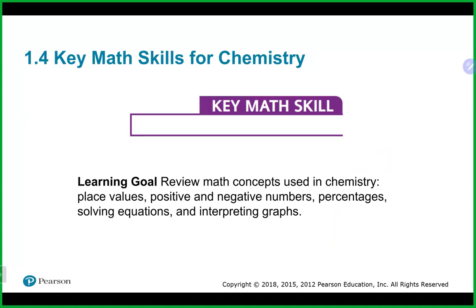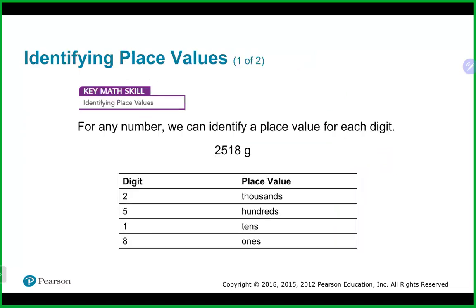As I mentioned before, there's a couple of sections on math skills and chemistry. You may want to review them more than what we're going to go over here today, but make sure that you do. Again, understanding a couple of things, obviously, places in numbers. So we have 2, 5, 1, 8 here. The 2 is the thousands place. The 5 is the hundreds place. The 1 is the tens place. And the 8 is the ones place.